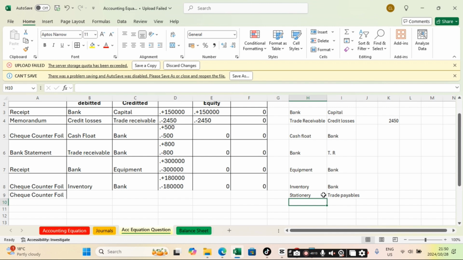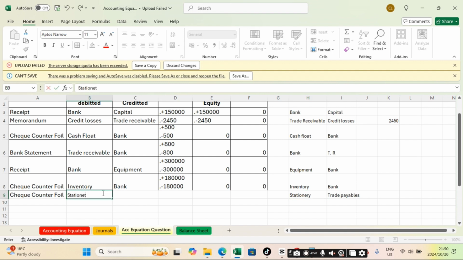So stationery, is it an asset, owner's equity, or liability? Stationery forms part of our assets. So assets increase on the debit side. So our stationery will be increasing. So stationery. And then we have trade payables. Our trade payables, what is it doing? Is it increasing or decreasing? Payables. So our trade payables will be increasing also.